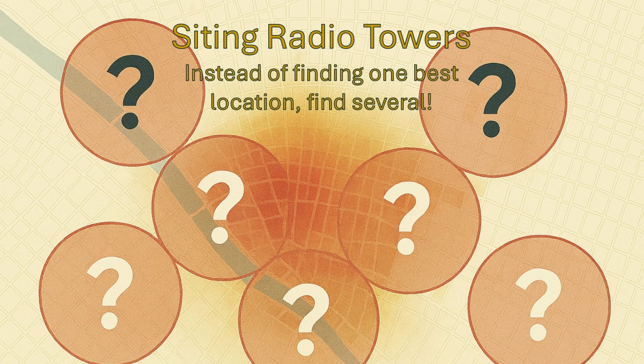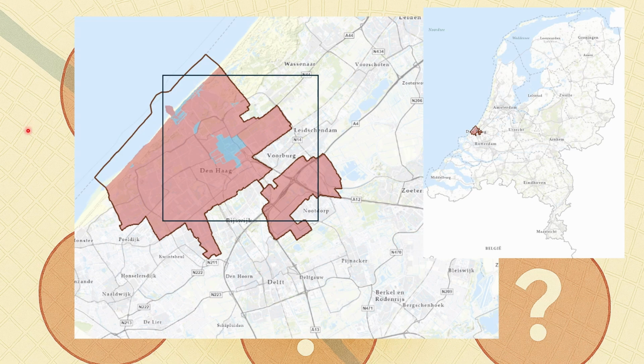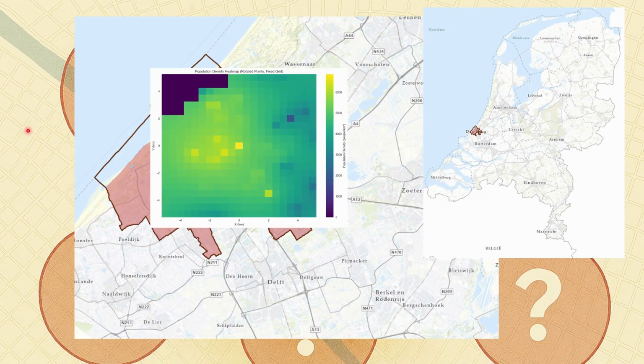Moving on to our next use case, let's cite radio towers. Instead of finding one best location, let's find several. For this example, we're going to use a city in the Netherlands called The Hague, or Den Haag. And I went online and searched a bunch of sources and sort of massaged a map, and I came up with this population density map.